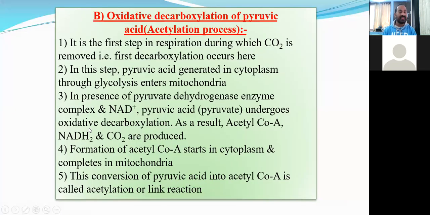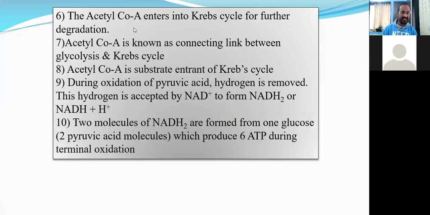Then actually, this process of acetylation is nothing but the conversion of pyruvic acid into acetyl moiety combined with coenzyme A to form acetyl-CoA. That process is called acetylation, or it is called link reaction, because it is linking cytoplasmic pyruvic acid into the acetyl moiety, which will be taken inside the mitochondria, right? Then if we move further, this acetyl-CoA which enters into the mitochondria will now go into the Krebs cycle for further degradation.